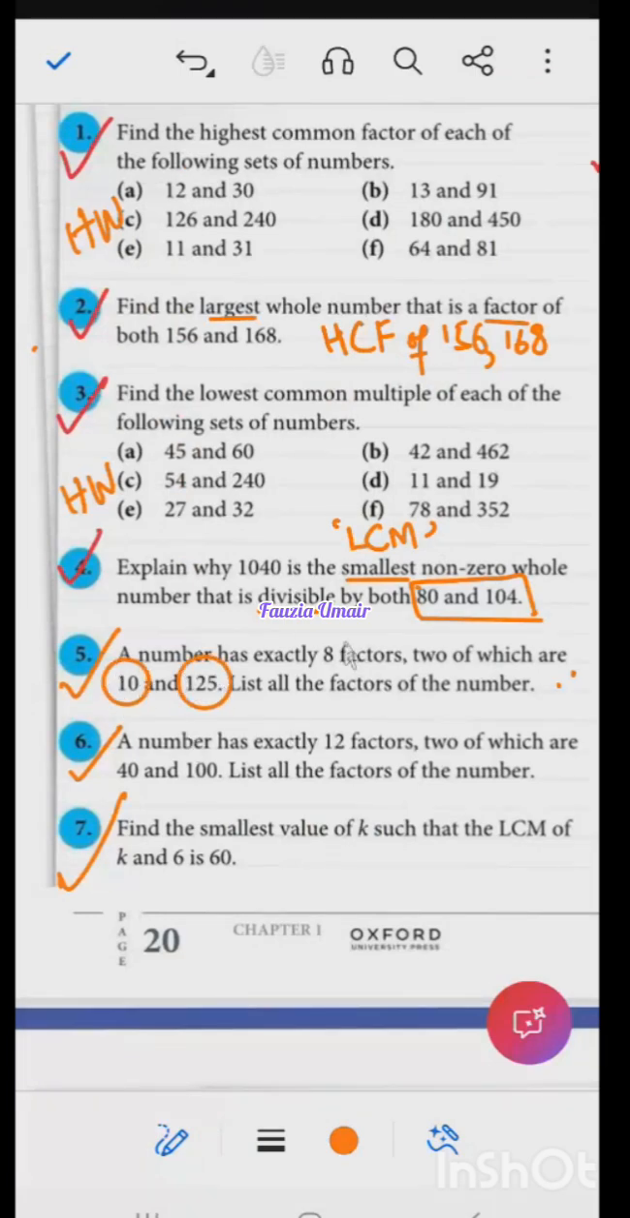Okay, these are the two factors. We need to find out the number. So do we need to find out HCF or LCM of these two numbers? Ma'am, HCF. Okay, do you think the number would be smaller than the factors or will it be bigger than the factors?